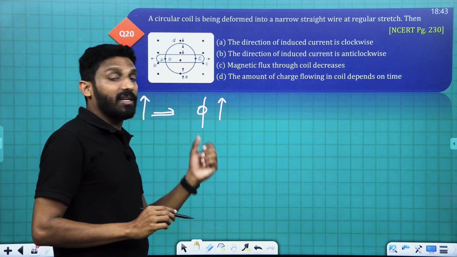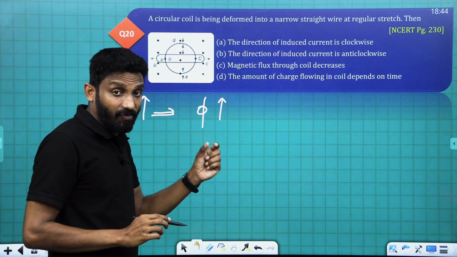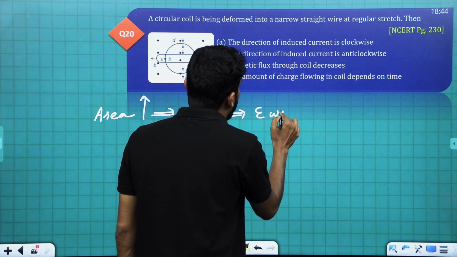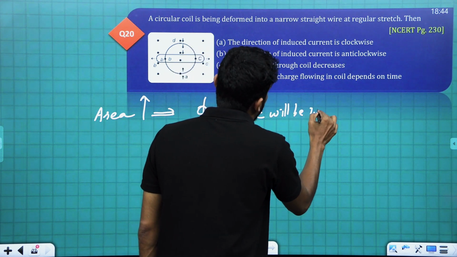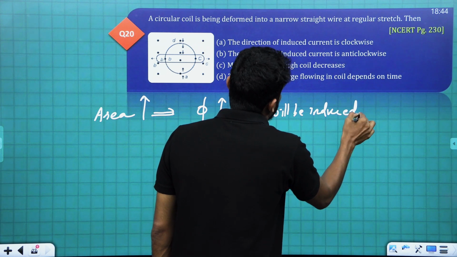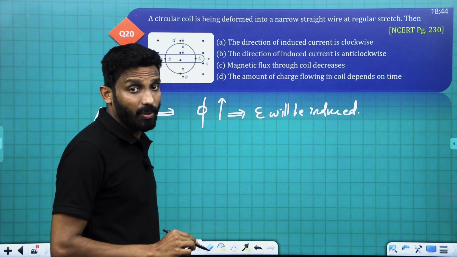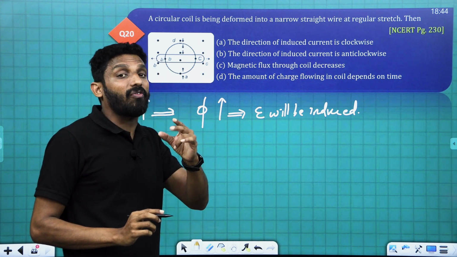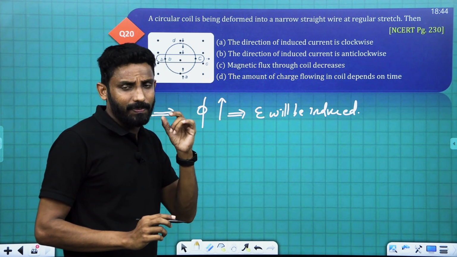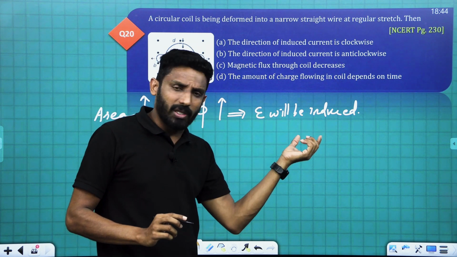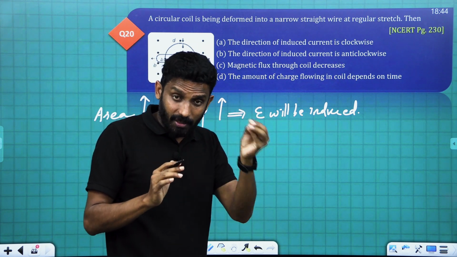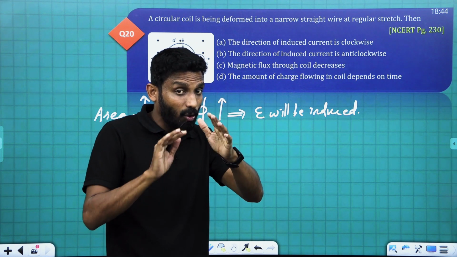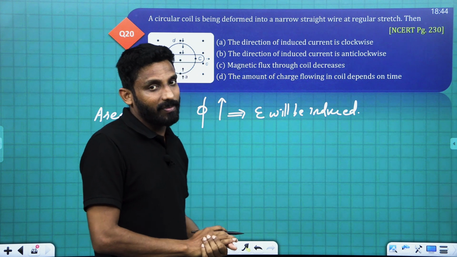As magnetic flux increases, there is a change in magnetic flux, so an EMF will be induced. This is Faraday's law. The induced EMF will resist the change of magnetic flux. That is Lenz's law. EMF will be induced, so an induced current will be there. The current flows in such a way that it opposes the further change.